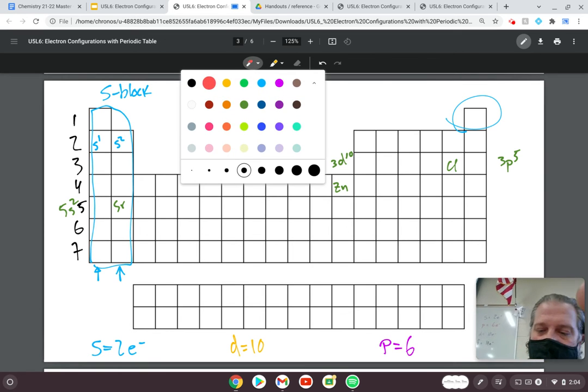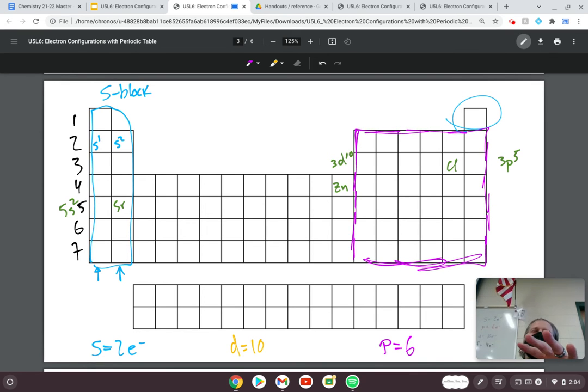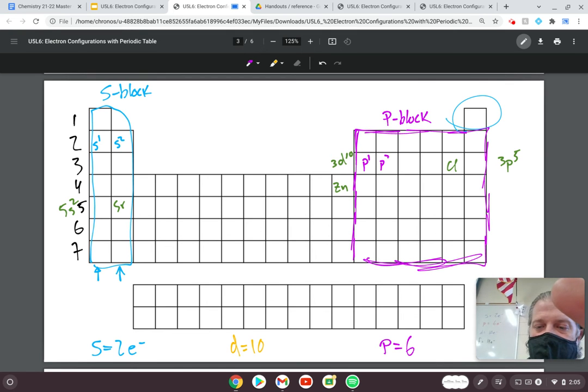Now, if I were to draw a box over here, how many columns are in this purple box? 6. Which shape holds 6 electrons? P. So the purple box is called the P block. And depending on which row it's in, it'd be something like P1, P2, P3, P4, P5, P6.